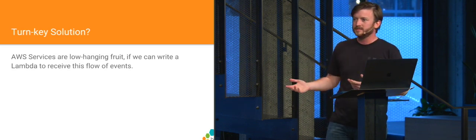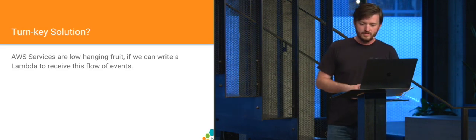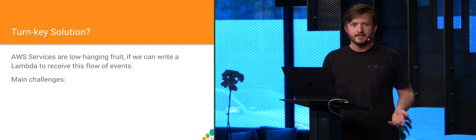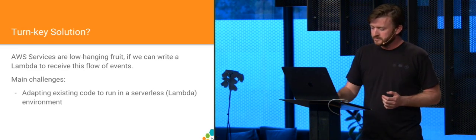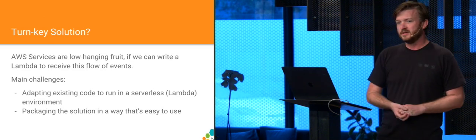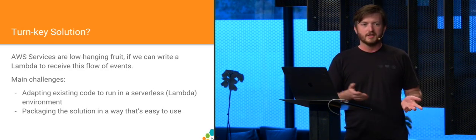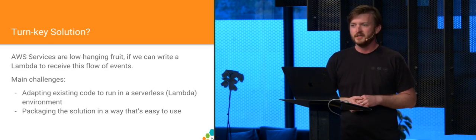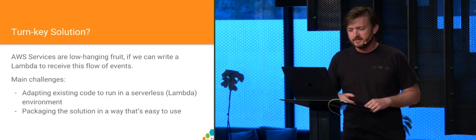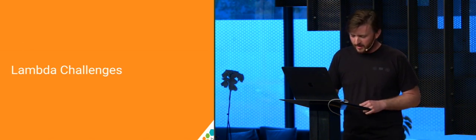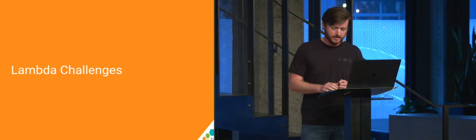So we figure AWS services and serverless apps are low-hanging fruit if we just write a Lambda function that can receive events and send them our way. The main challenges we had to deal with were adapting our existing code and our existing agents to work in this new serverless model. And the other issue was making this easy to use, because if you've used Lambda at all, it's not. There's a lot of frameworks out there that are designed to make it easy to use, and trying to package up a Lambda solution for someone to just run on their own account within a few minutes is not always easy. So let's look at the Lambda challenges we had, and this is the technical bit where we look at what changes we had to make to our agent and our code.